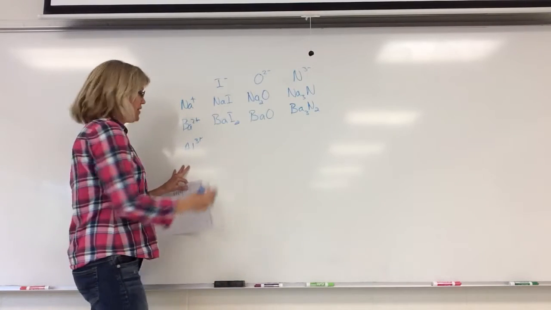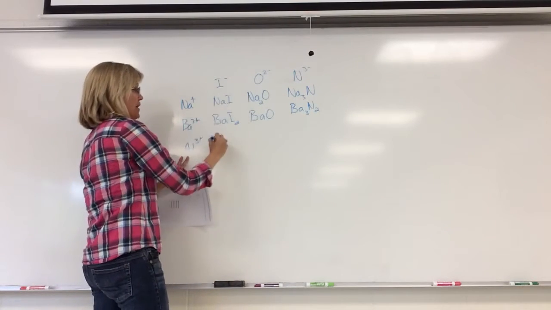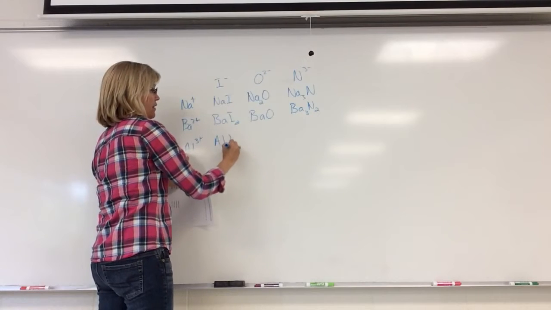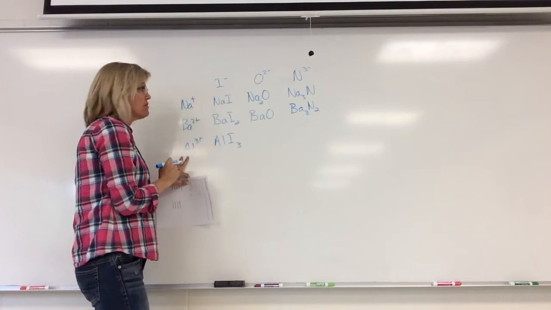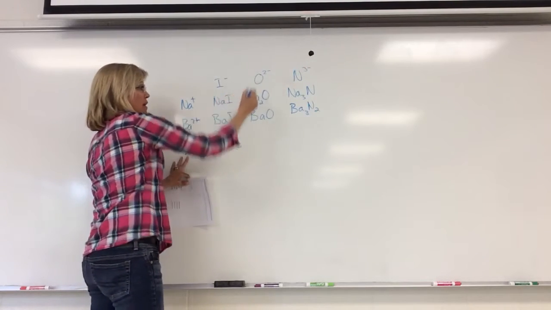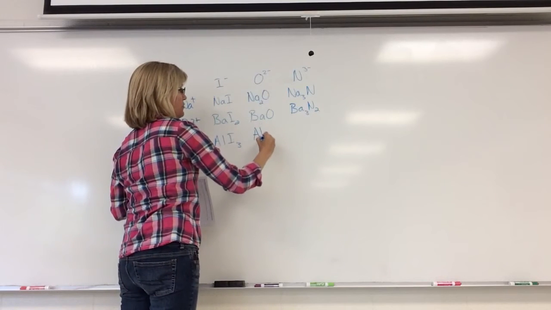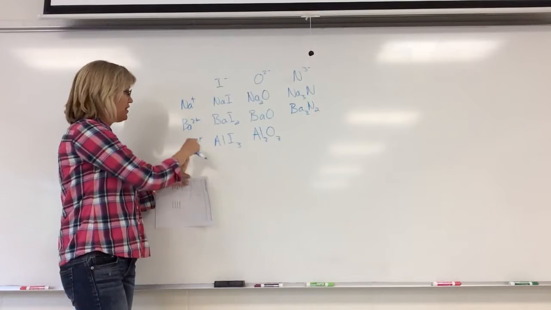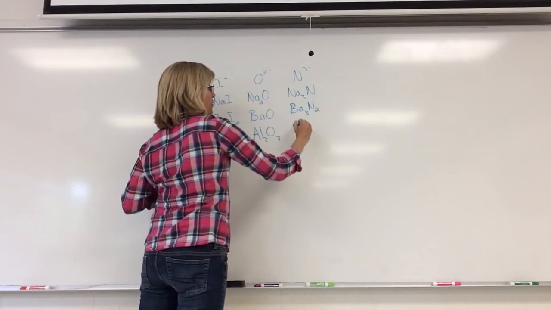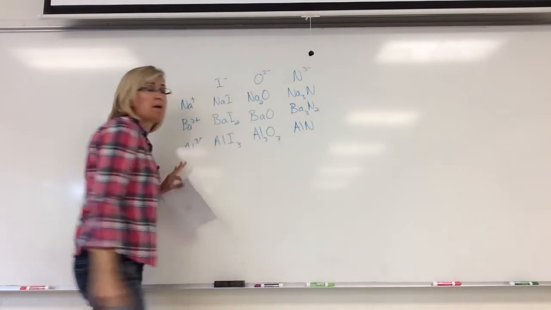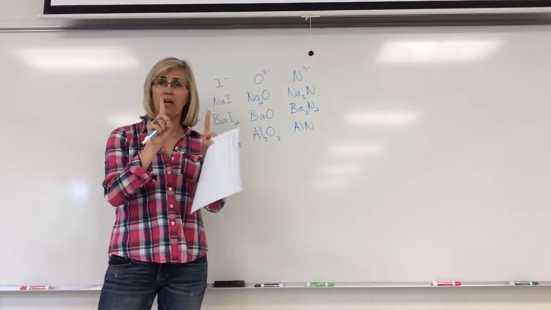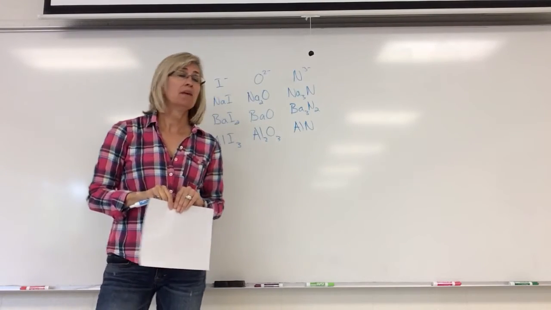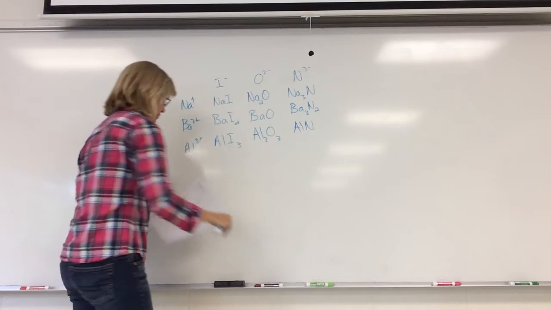And then I think you get the idea. If I got a +3 and a -1, I need 3 of the iodides. I got a +3 and a -2, well then I need 2 aluminums for every 3 oxygens. And then finally, if I got a +3 and a -3, well they just go together because they balance each other, 1 to 1. I need 1 aluminum for 1 nitride.